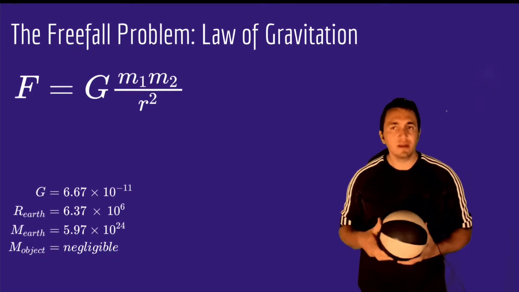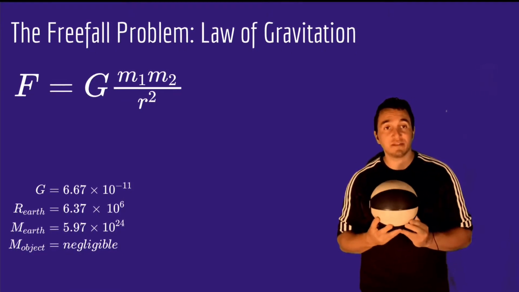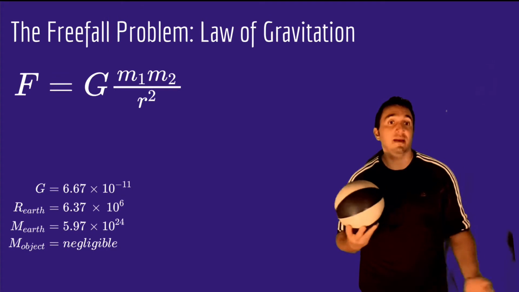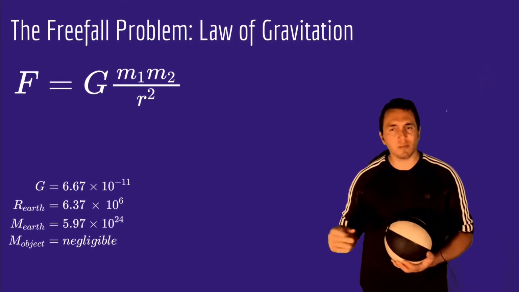First of all, the mass of the Earth is very large, especially relative to the mass of this ball, or even the mass of me, or the mass of something much larger. So because of that, the mass of the second thing, we can ignore it.